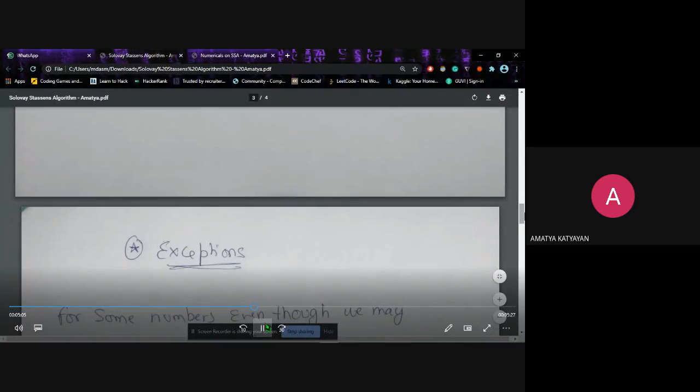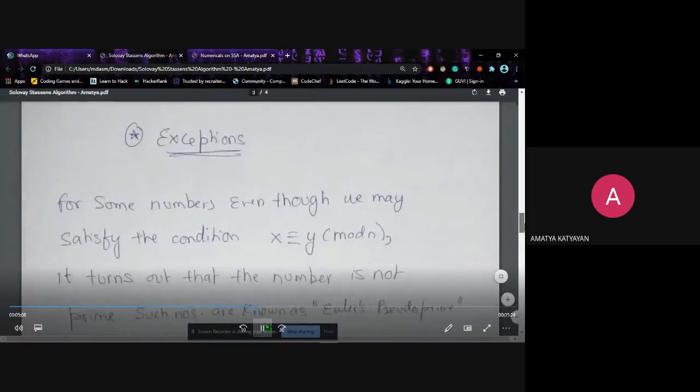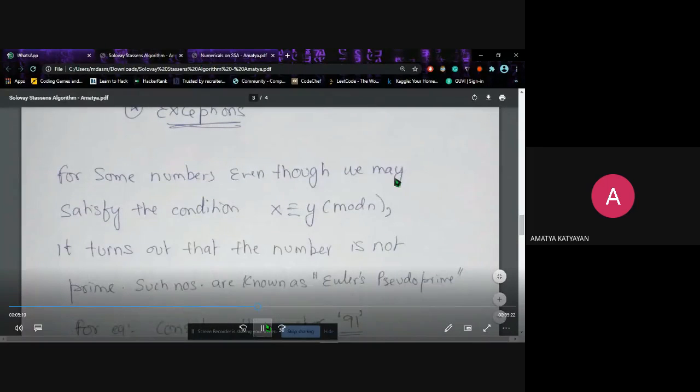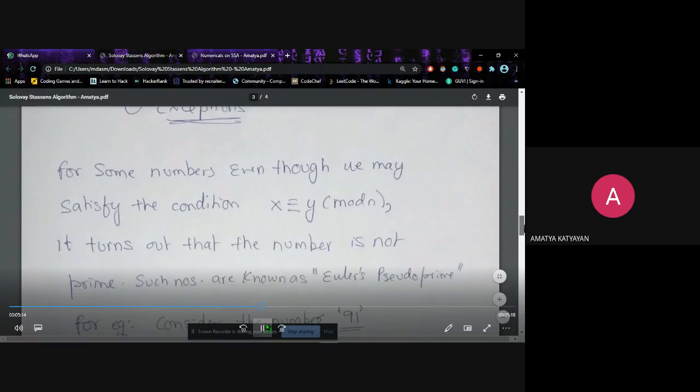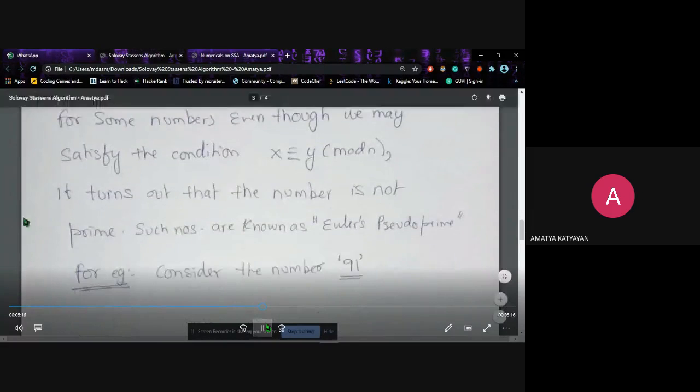Now there are some exceptions to this. That is, for some numbers, even though we may satisfy the condition x is congruent to y modulo n, it turns out that the number is not prime.